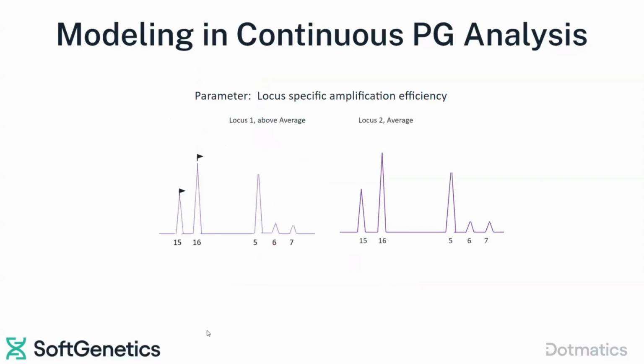Okay, locus-specific amplification is another potential. If locus 1 is above average, those might be slightly higher. And if locus 2 is average, no change. Okay, so it's slightly higher on both of those if there's locus-specific amplification efficiency.